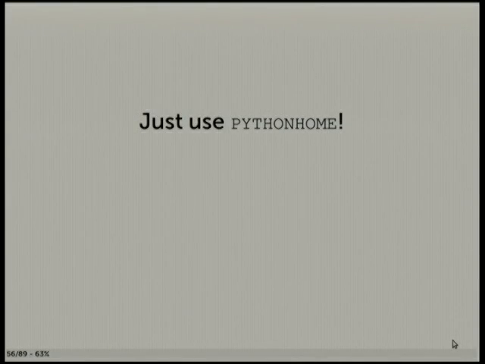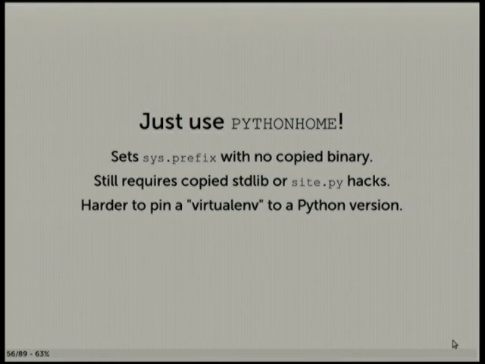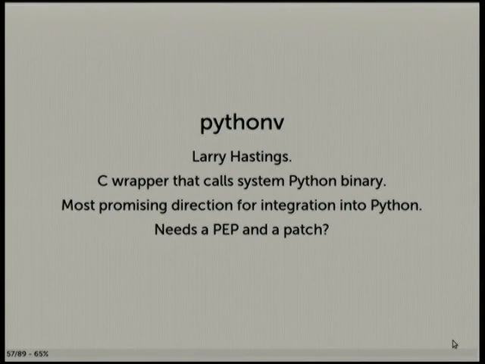Another alternative is just to use PYTHONHOME. We don't need the copied binary. It still requires the standard library stuff we did. It makes it harder to pin a virtualenv to a Python version because you aren't actually copying the proper binary into it. Ian doesn't like environment variables. That's why virtualenv doesn't do this. Using environment variables is a little more fragile because things can change them. There's also this pyvenv, which might be a direction for actually getting something like virtualenv into Python itself.